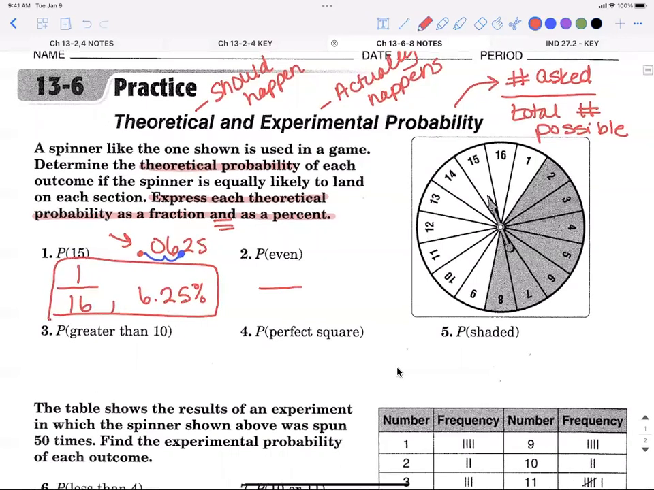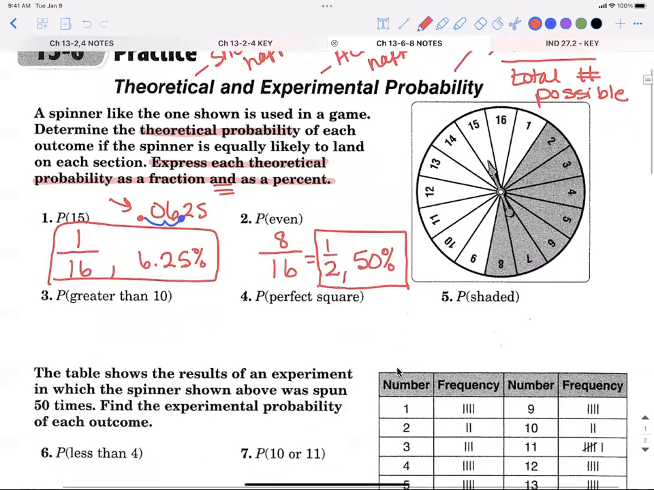Well, again, what's our total possible? 16. How many even chances do we have? So count how many even numbers you have around the spinner. 8. We always reduce fractions, so that's 1/2. And then what is the percentage equivalent of 1/2? 50%. Good. So we're going to circle or square 1/2 and 50%. Always reduce fractions. And then in this case, because it wants it, you're also going to express it as a percent.